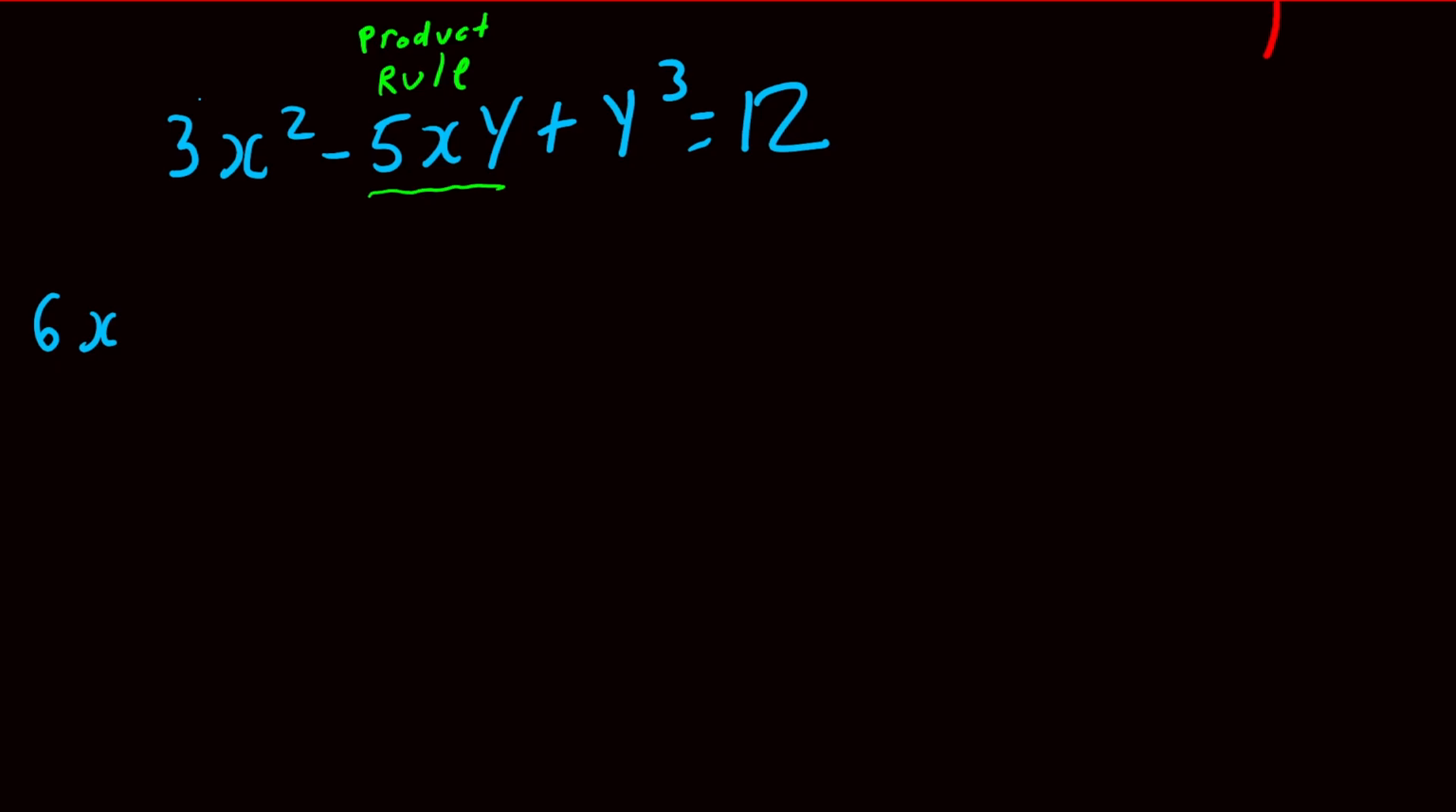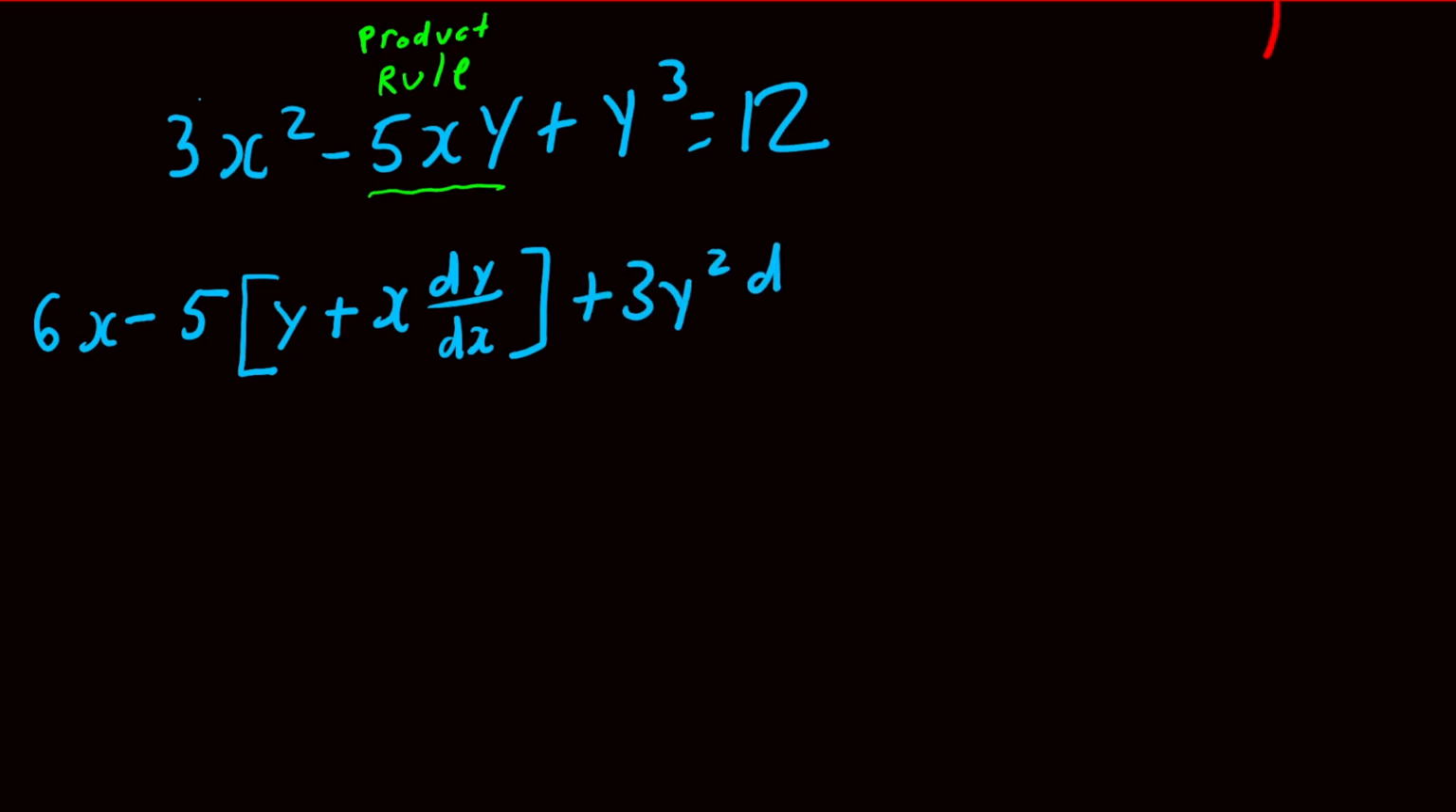Minus 5, and then I'll just factor out that 5 because I really don't want to deal with it right now. So, let's just do the product rule on xy. It would be y plus x dy/dx, plus 3y squared dy/dx, equals 0. So that's the derivative of this.